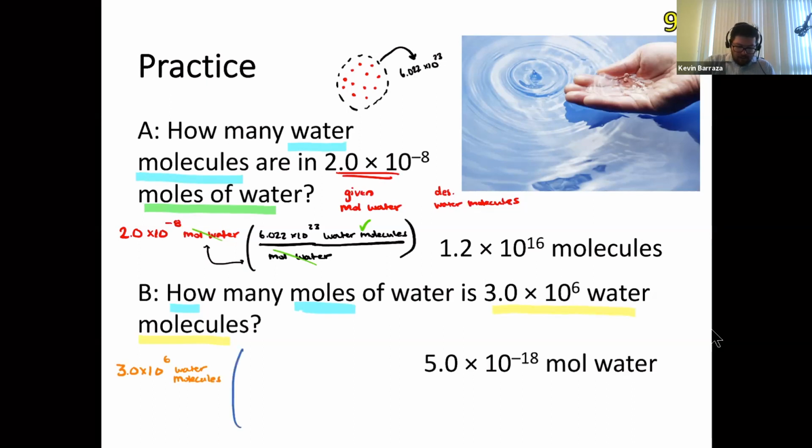And now I'm going to put a conversion factor. Okay, so let's practice. What's going to go where? Water molecules has to go on the bottom so that they cancel. By process of elimination, that means moles of water goes on the top.